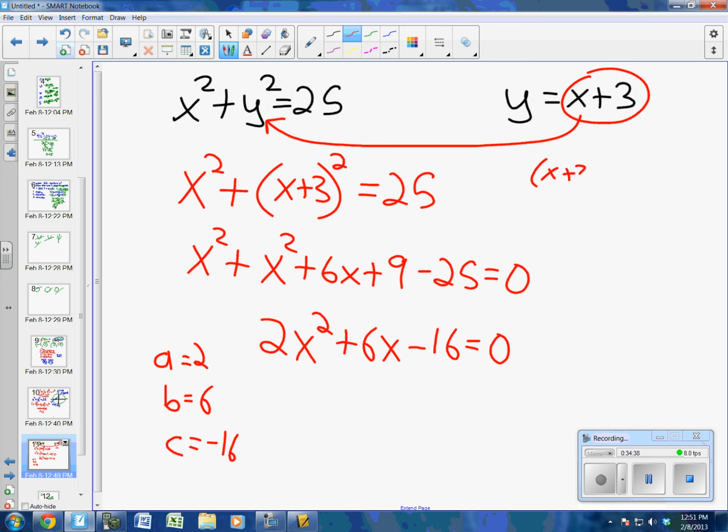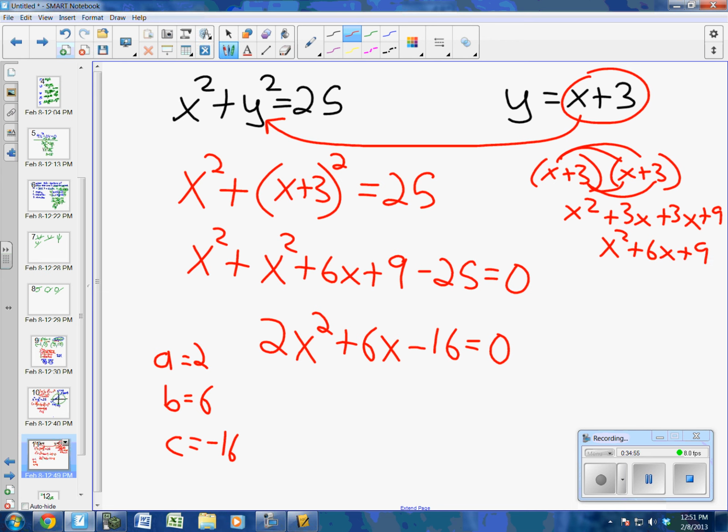Let me just show you. (x plus 3) times (x plus 3) is equal to x times x, which is x squared. x times 3 is 3x. 3 times x is 3x. And 3 times 3 is 9. Add the two 3x's together and you get 6x plus 9. Do you see that now? That's where you got the x squared plus 6x plus 9 right here. Do you understand where we got the negative 25 from? We subtracted the 25 from the other side, because anytime you solve a quadratic, you have to get it equal to 0. I'm trying to give you a few minutes to work on it.